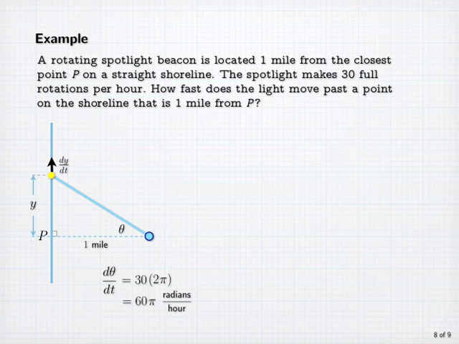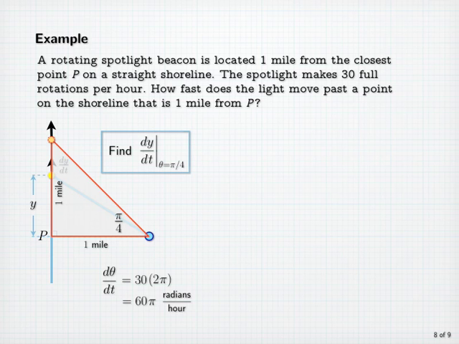Now, since we want to know how fast the light moves past this point on the shoreline that's 1 mile from P, let's think about what's happening when that distance is 1 mile. Here we have a right triangle with two sides of length 1 mile, and so the value of theta then is pi over 4. So what we want to find is dy dt at the instant when theta is equal to pi over 4.